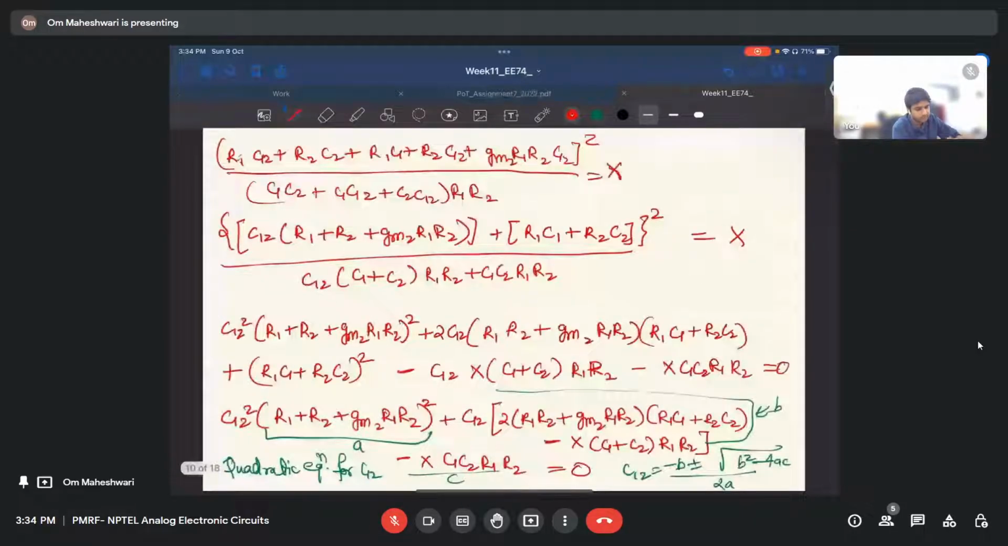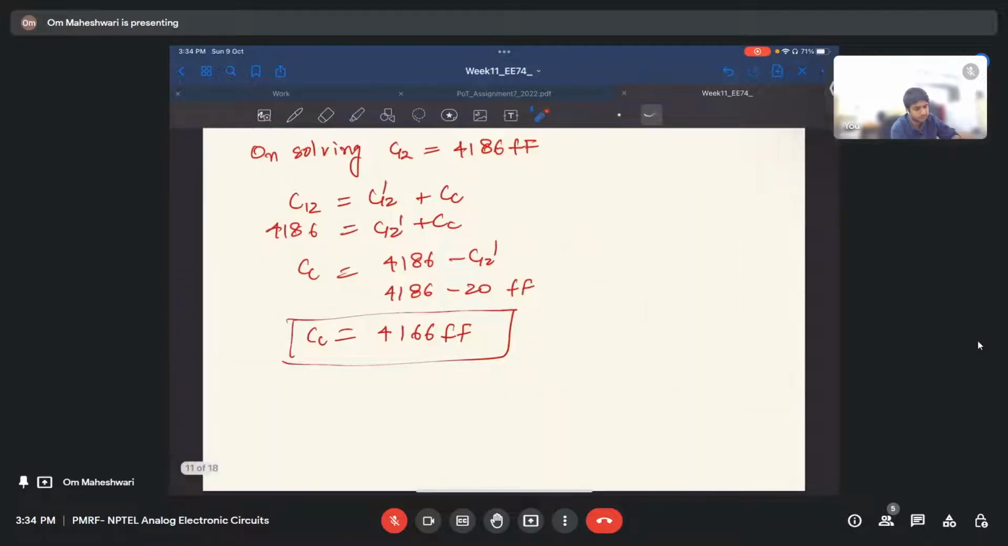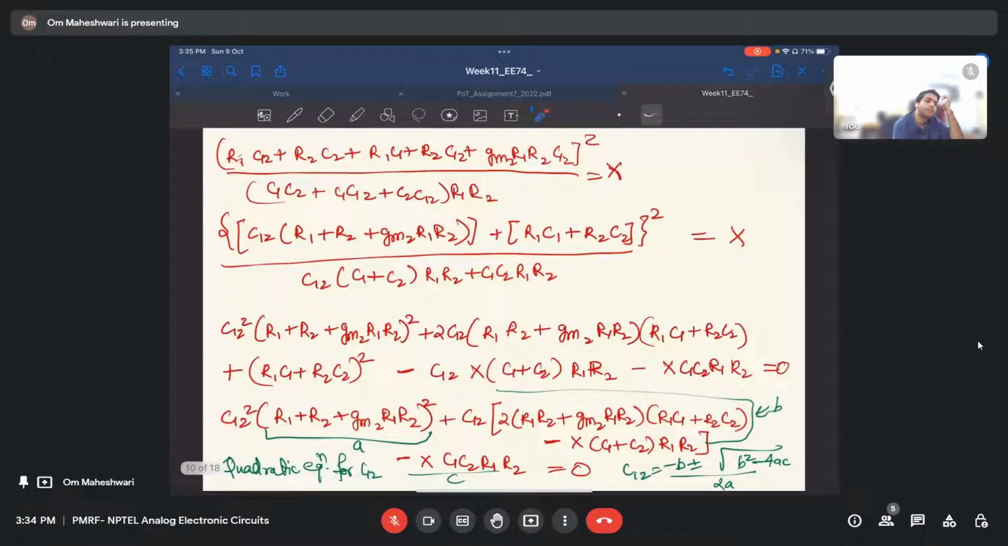It is a bit lengthy, but I request you to try it once. The quadratic equation I have also already written. You substitute the values given in your question and you can find the answer. Okay, is this clear? Yes, sir, you can proceed. Okay.